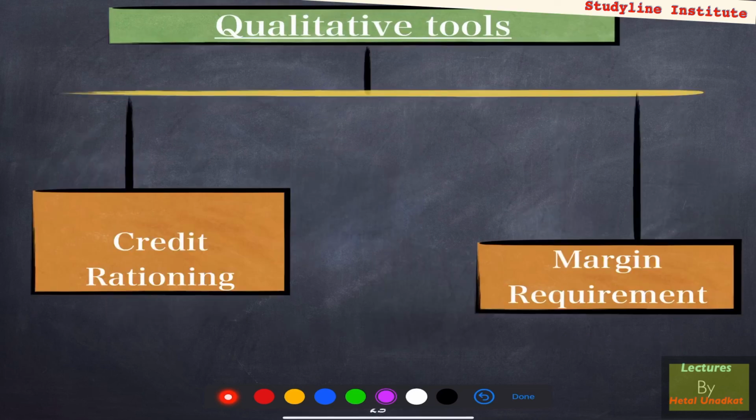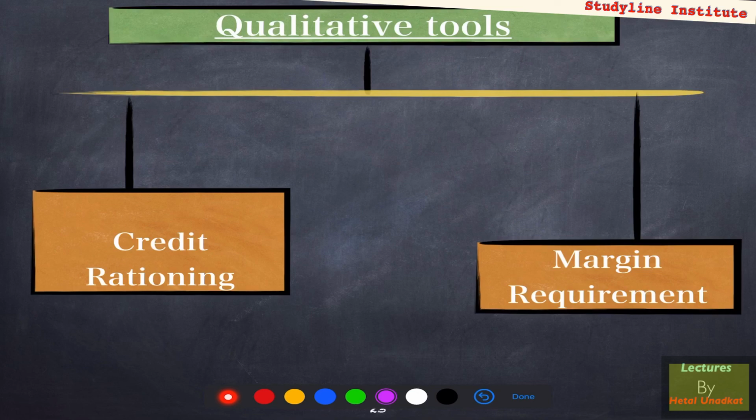Now the qualitative tools. In the qualitative tools we have two: credit rationing and margin requirement. Credit rationing is where the market is determined by the force of demand and supply. What is demand? What is supply? The administered allocations by the central authority. The central authority gives a certain amount, that this much you can give as loan to other people. So we have to maintain that amount.